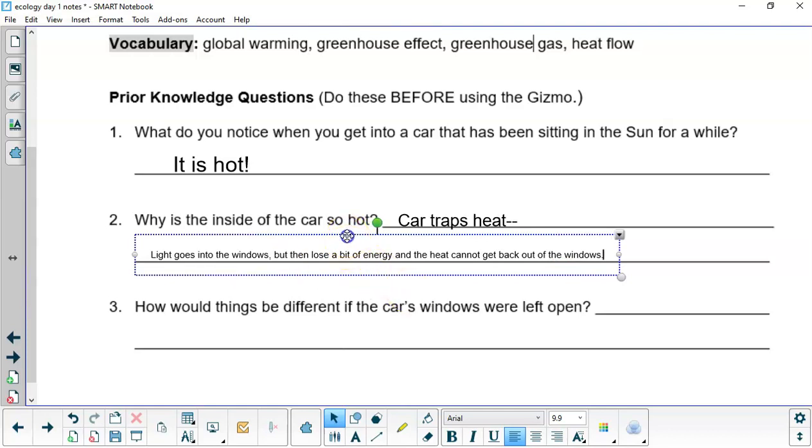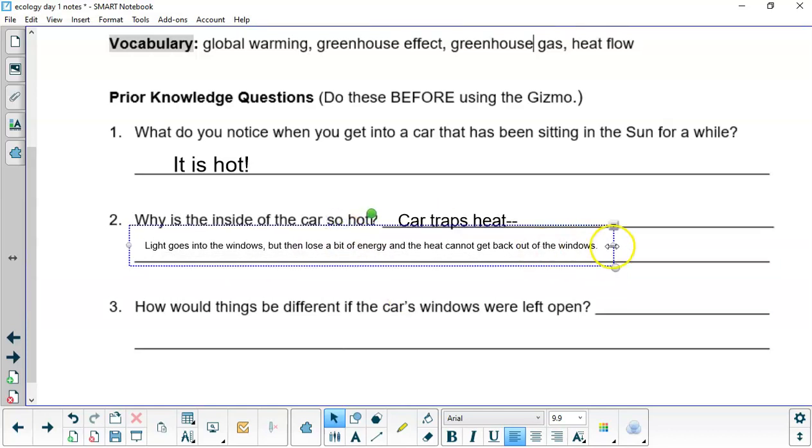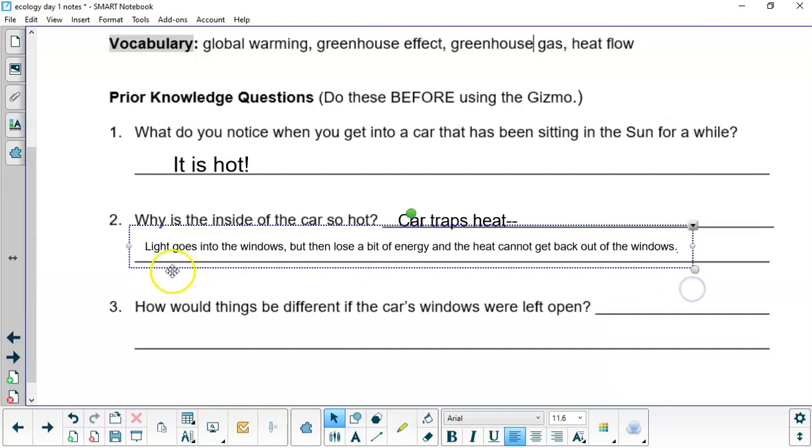Okay, so when that light goes into the window and hits the seat belt or the car seat or the dashboard or the steering wheel, when the light hits that, it loses a little bit of energy, and then it doesn't have enough energy to go back out the glass. I mean, some of it might, but a lot of it gets trapped. And that trapped heat builds up and builds up and builds up, and pretty soon the temperature inside the car can get dangerously hot. It's so important to make sure that you never leave young children or pets inside a car, because this effect can happen within just a couple minutes.